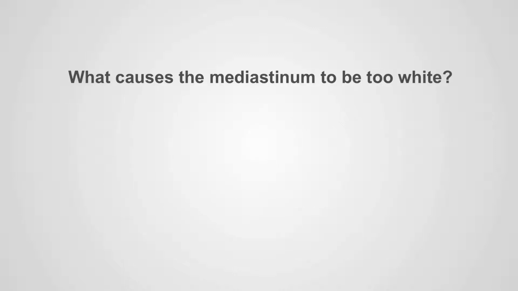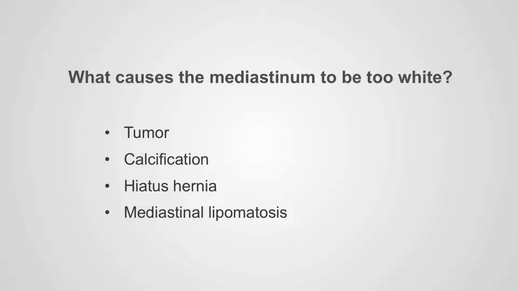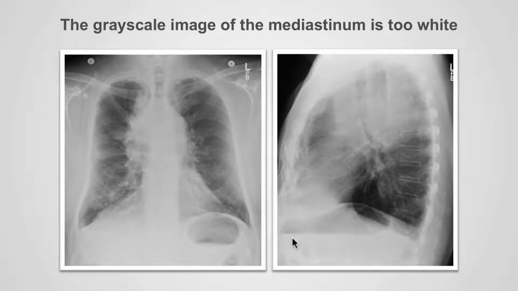What causes the mediastinum to be too white? Well, most of the pathology we encounter within the mediastinum causes the mediastinum to be too white, and this includes tumor, calcification, hiatus hernia, mediastinal lipomatosis. In this example, we have a large mass within the mediastinum. The mediastinal location can be confirmed on the lateral X-ray. The mass is causing the mediastinum to be too white, and in fact, it's making it very difficult to clearly identify the trachea or the main stem bronchi.